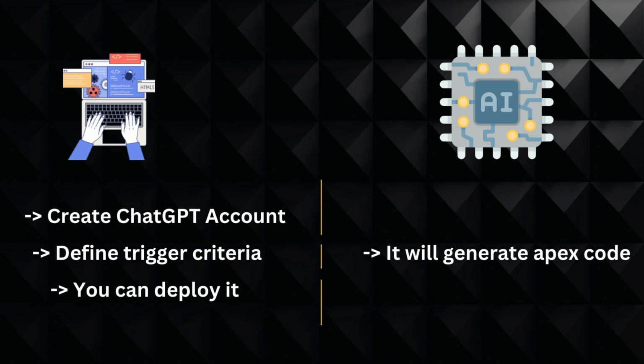Use the interface to input these criteria and desired action in plain English. It will then generate the Apex code for the trigger based on your input. Then you can copy the generated code and paste it into the Salesforce Developer Console to deploy the trigger.